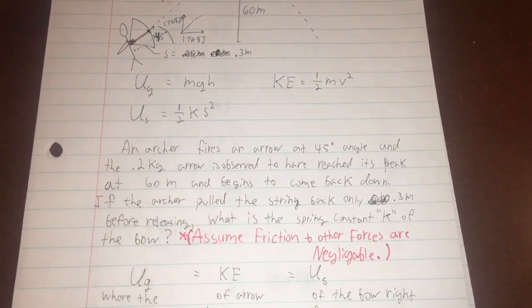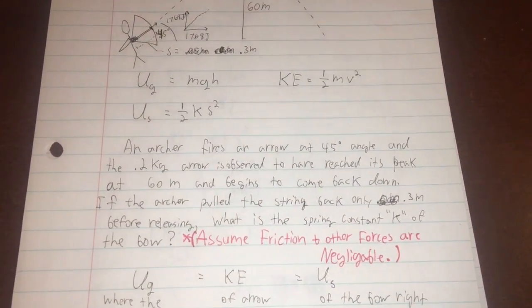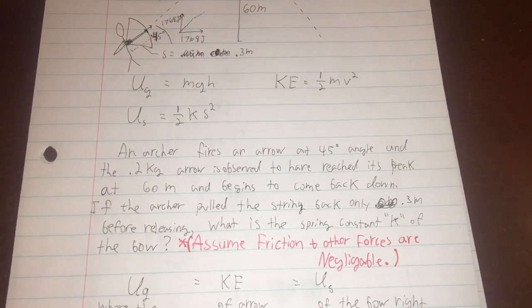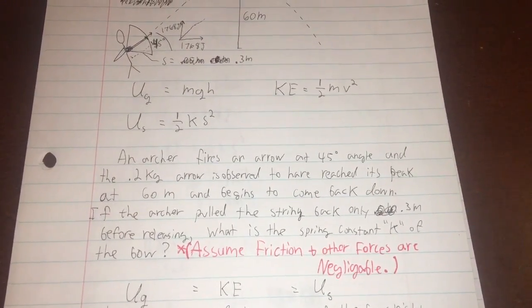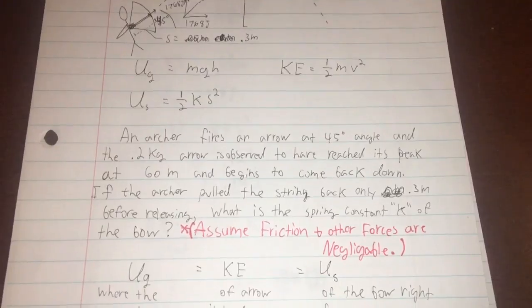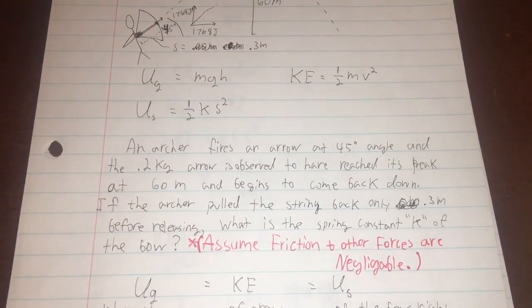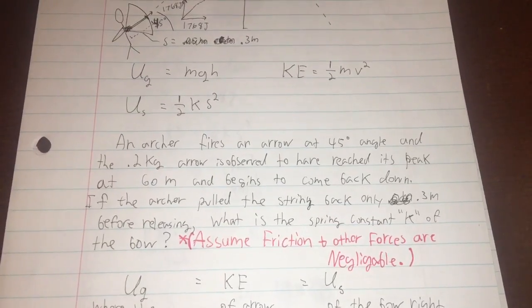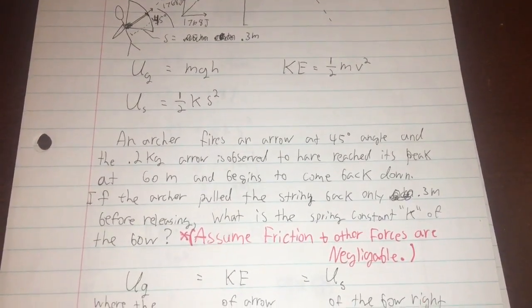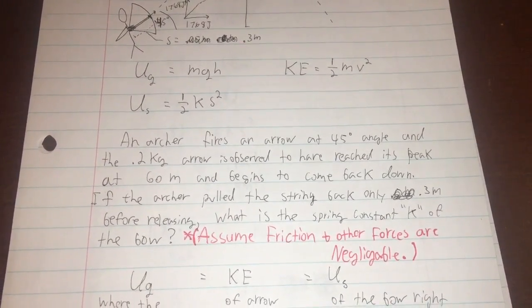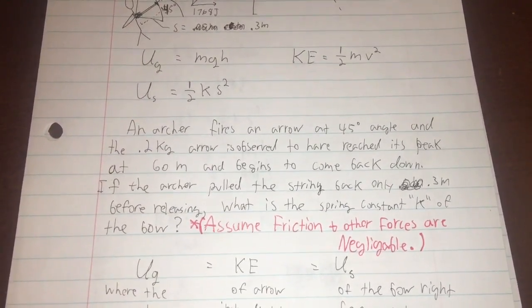An archer fires an arrow at 45 degrees. It's a 0.2 kilogram arrow, and it is observed to have reached its peak at 60 meters and then begins to come back down. If the archer pulled the string back only 0.3 meters before releasing, what is the spring constant K of the bow?